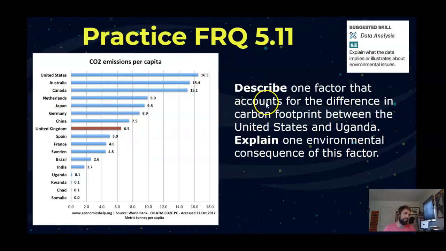And finally, here's your practice free response question. Describe one factor that accounts for the difference in carbon footprint between the United States and Uganda. Explain one environmental consequence of this factor. You can look back on the slides if you need to, or do a little research. Go ahead. Good luck.